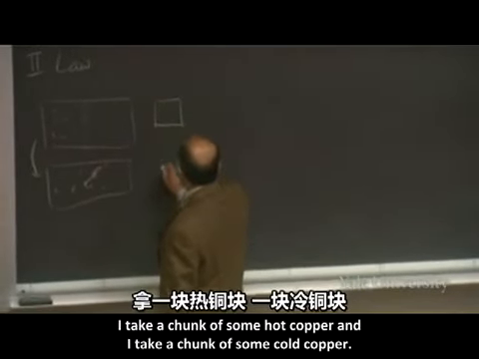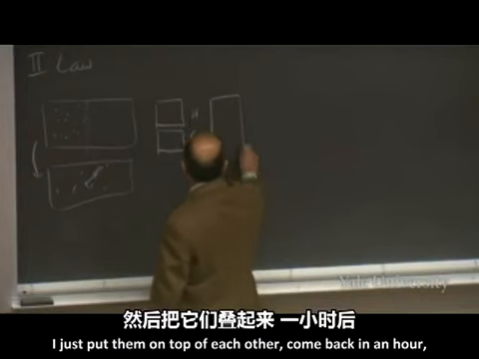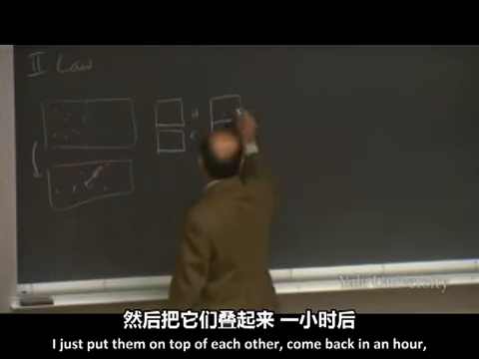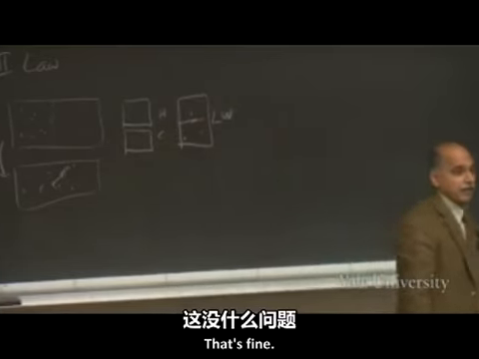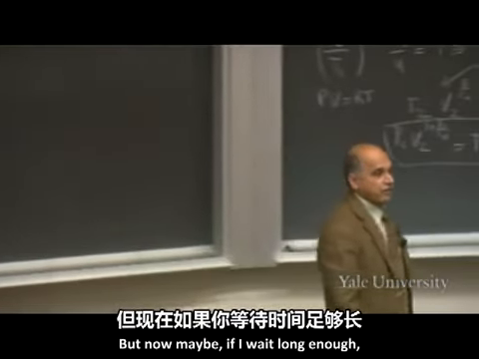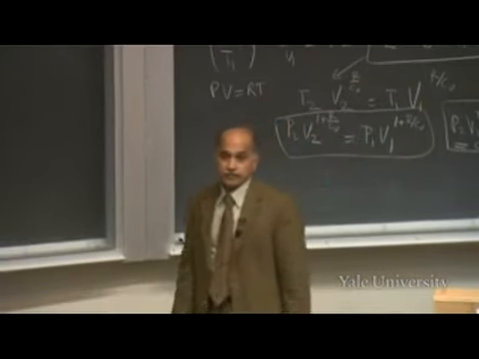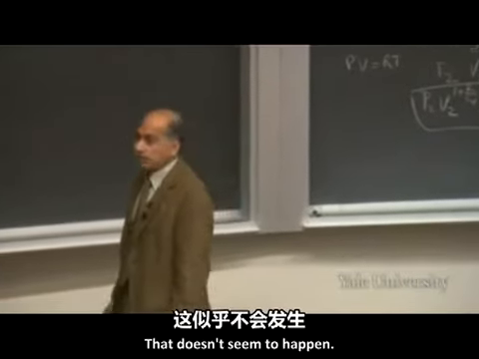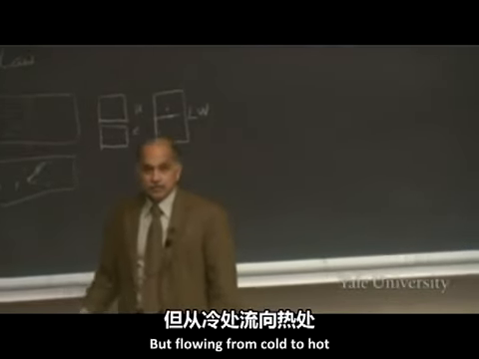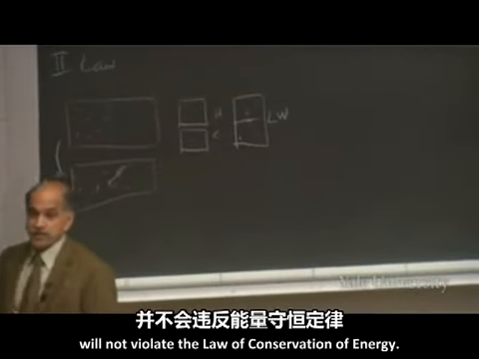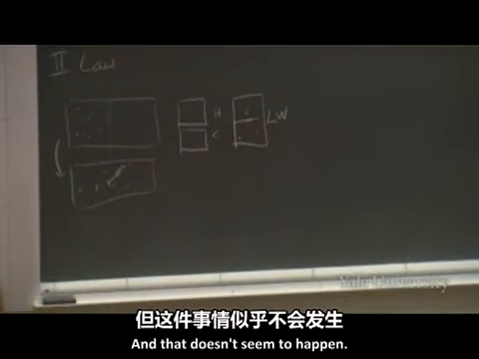I take a chunk of some hot copper, and I take a chunk of some cold copper. Hot, cold. I just put them on top of each other. Come back in an hour, it becomes, say, lukewarm. That's fine. But now maybe if I wait long enough, the lukewarm will automatically, spontaneously separate into hot and cold. That doesn't seem to happen. The heat simply seems to flow from hot to cold, but never back from cold to hot. But flowing from cold to hot will not violate the law of conservation of energy. As long as the same number of calories go from cold to hot, it doesn't violate anything. That doesn't seem to happen.